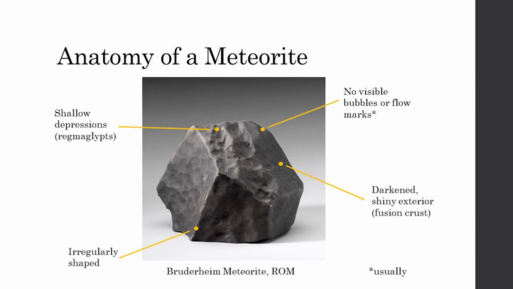And another major feature we look for is a fusion crust. So as these rocks enter our atmosphere, they start to melt from all the friction, and that melting on the outside creates almost like a ceramic glaze. And that is a major distinguishing feature. We don't get that in terrestrial rocks at all, so we're trying to find this fusion crust.